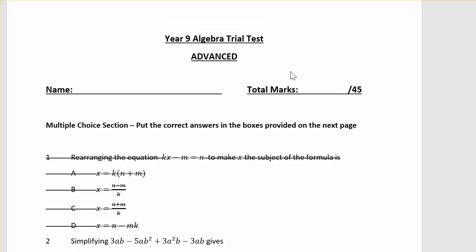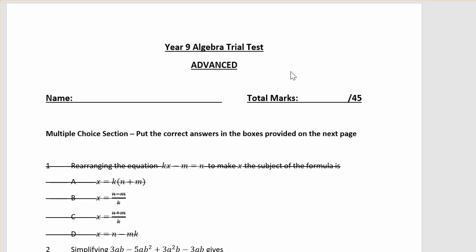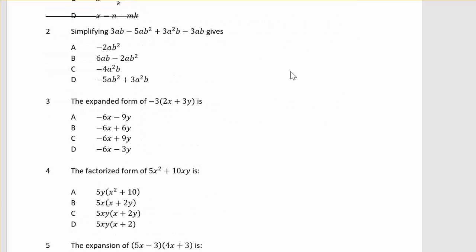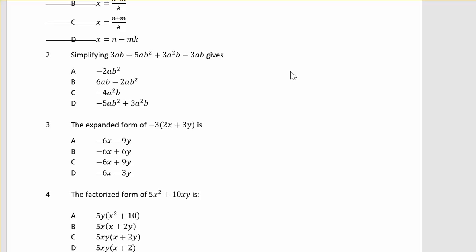This is for the Year 9 Maths Advanced trial test, so I'll just go over all the questions. Simplify the following expression. We've done this before, these are like terms. So 3ab minus 3ab goes to 0, and we've got negative 5ab squared plus 3a squared b. They're not like terms, so you're not going to change it, so the answer is D.